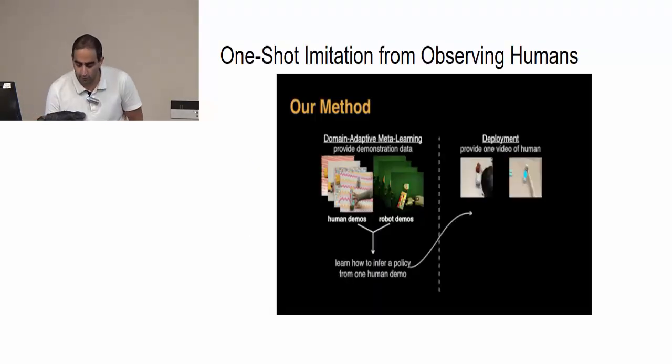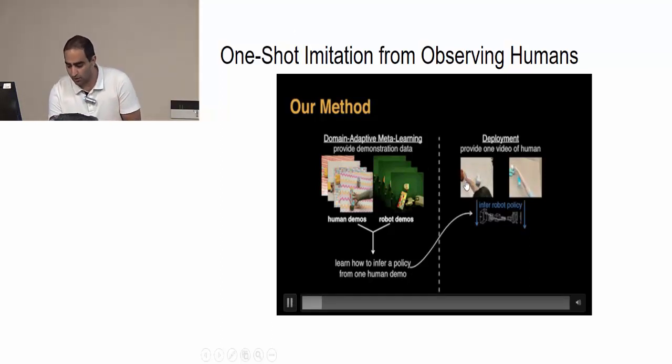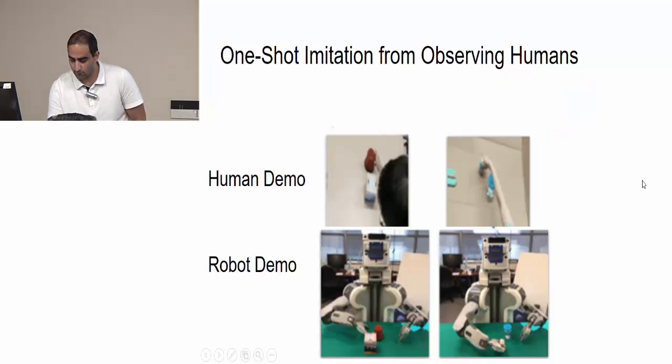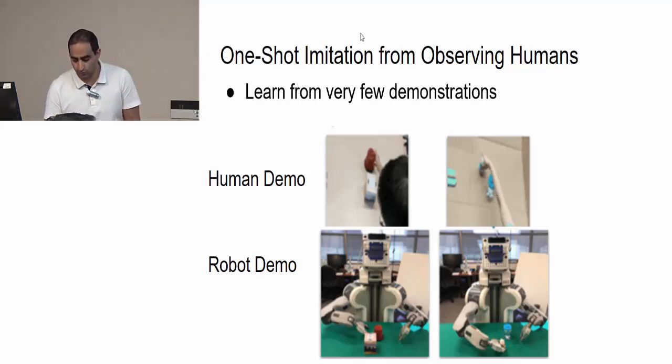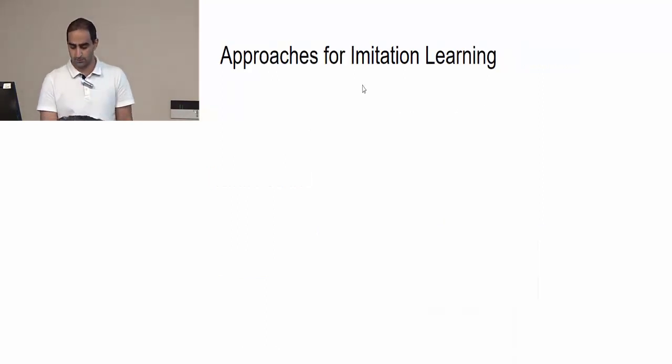So what's the problem that we want to solve? We are given a video of a human performing an action, and we want the robot to infer that action and perform it by itself. For example, if in the human demonstration the human pushes the red thing to the left, we want the robot to just look at one demonstration and realize the task. And if the human pushes the bottle to the left, the robot should understand and perform that. So we want to learn from very few demonstrations, and we want to instantly generalize to new situations.